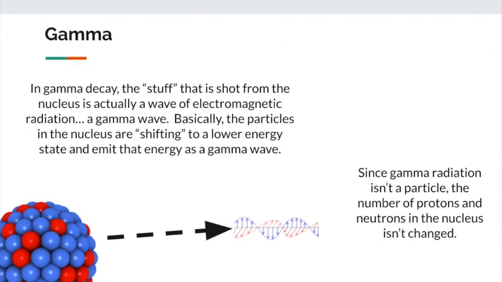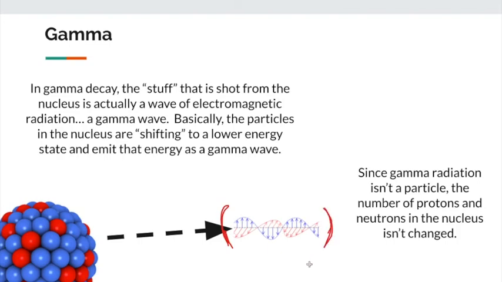Gamma is next up for discussion here. Now, let's take a look here. In gamma decay, the stuff that's actually shot from the nucleus is a wave of electromagnetic radiation. Well, that's not a particle. Does that change the proton number? No. Does that change the neutron number? No.